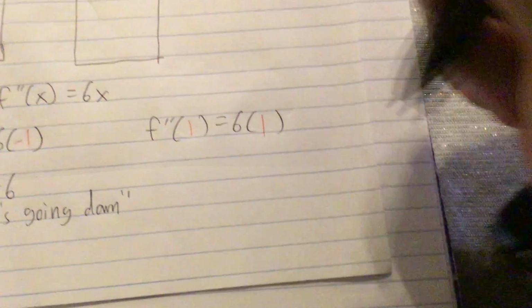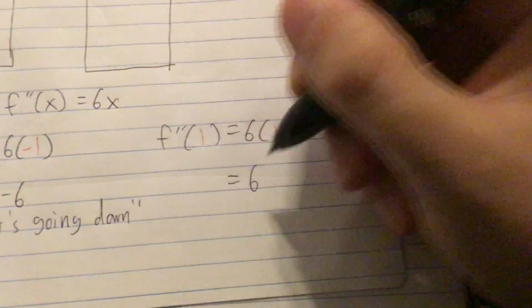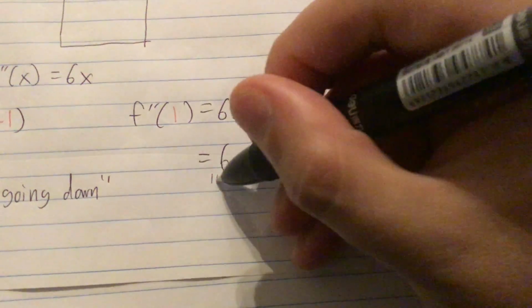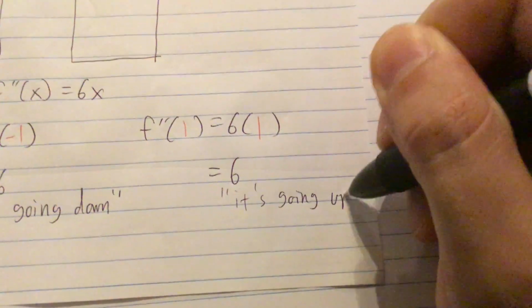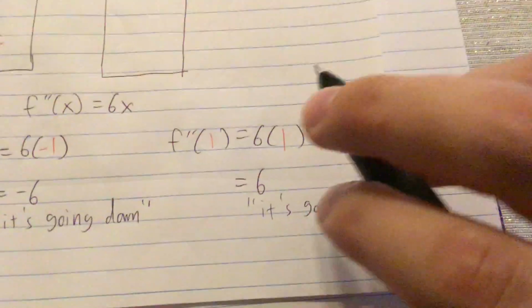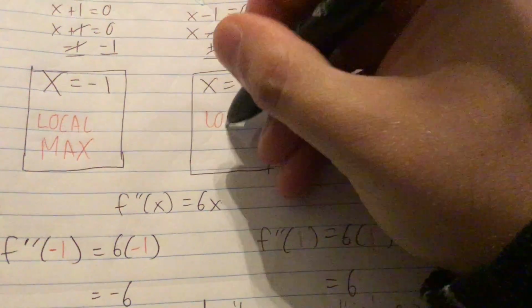Okay, now let's plug in x equals 1. Well, 6 times 1 is 6. So that tells me that at x equals 1, the acceleration is positive, so it's going up. So once the tangent line is horizontal and then it becomes positive again, those are the attributes of a local min.